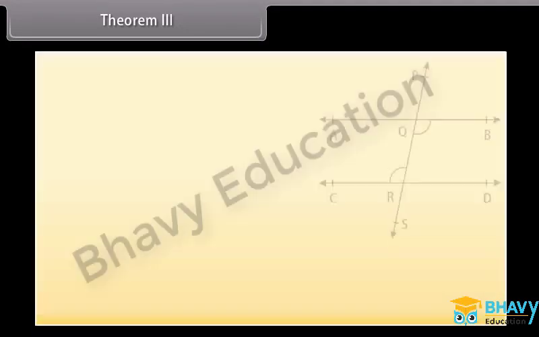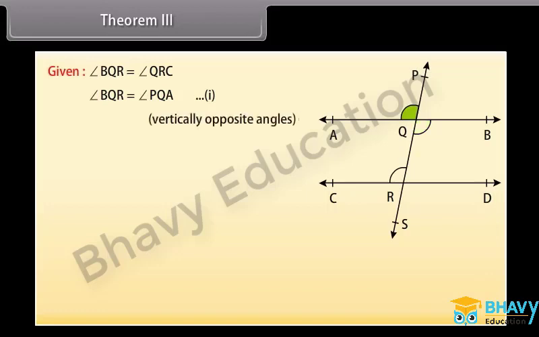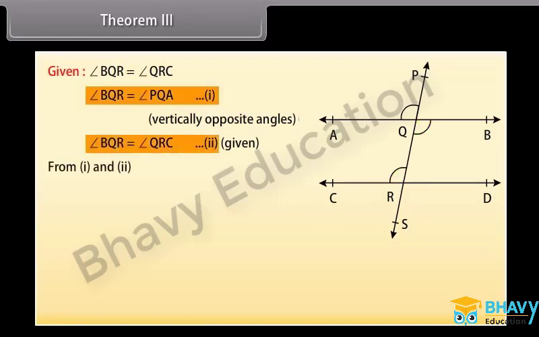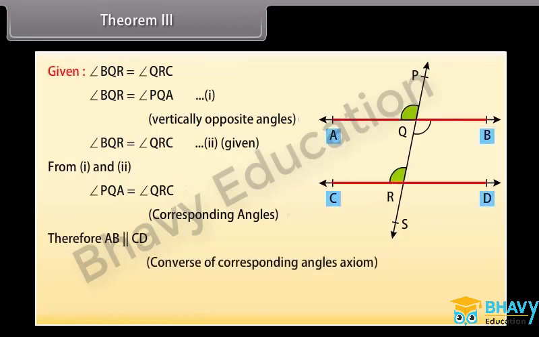Theorem 3. Now using the converse of the corresponding angles axiom, we can show the two lines are parallel if a pair of alternate interior angles is equal. Come, let us check. Here the transversal PS intersects lines AB and CD at points Q and R respectively such that angle BQR is equal to angle QRC. Also, angle BQR is equal to angle PQA because these are vertically opposite angles. Mark it as 1. But angle BQR is equal to angle QRC, given. Mark it as 2. So, from 1 and 2 you may conclude that angle PQA is equal to angle QRC. But they are corresponding angles. So AB is parallel to CD, by the converse of the corresponding angles axiom.